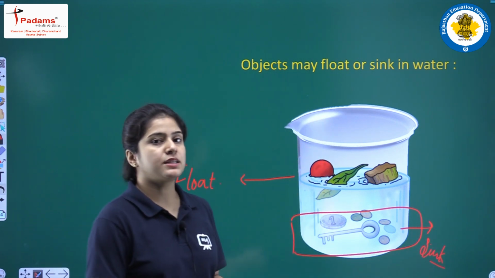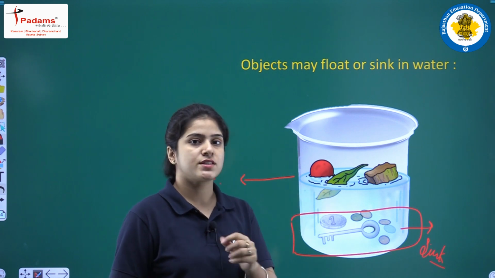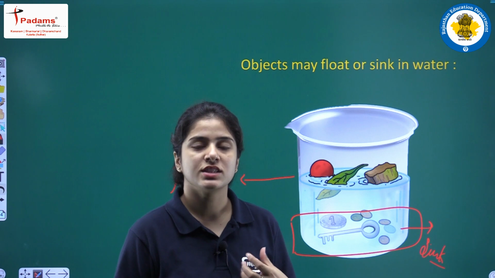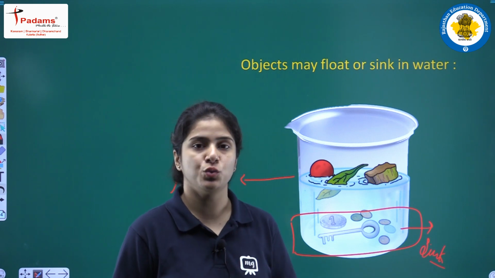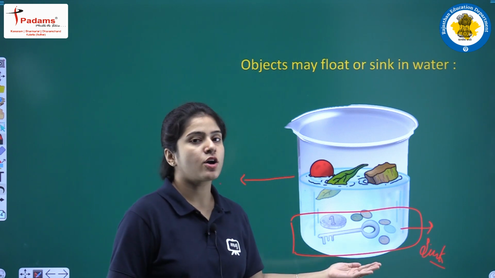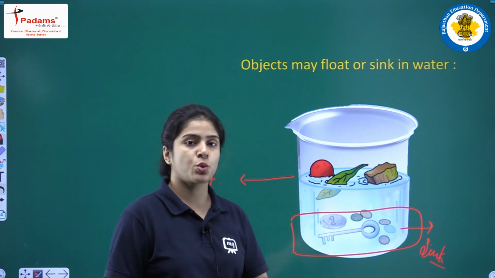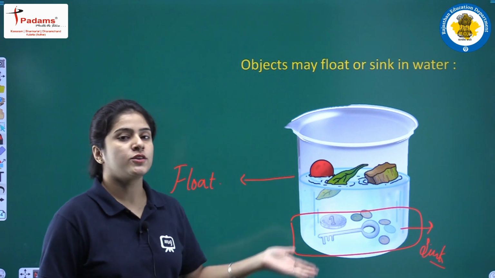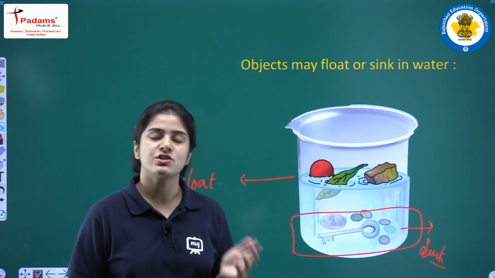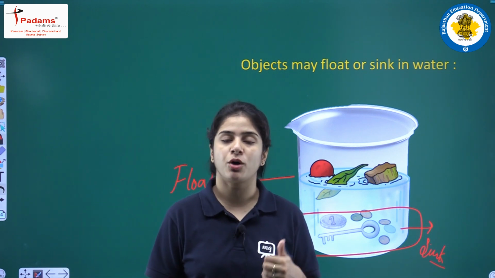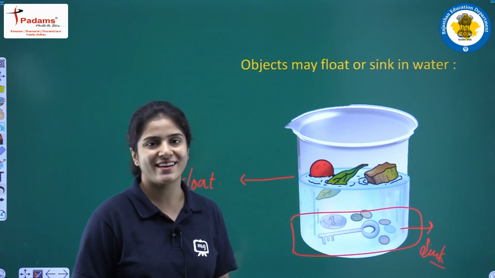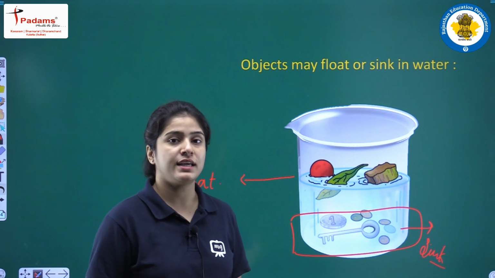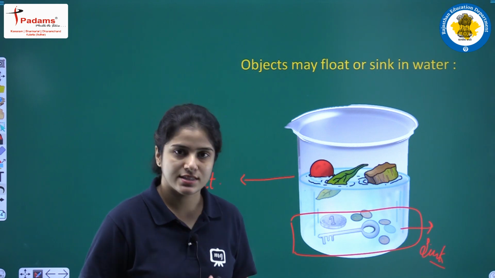For example, the floating substances are dry leaves, wooden pieces, and fresh vegetables and fruits. And the sinking objects are coins, pebbles, stones, keys, iron or metal objects. Alright students, so the objects can also be classified or sorted with the help of the property of floating and sinking.